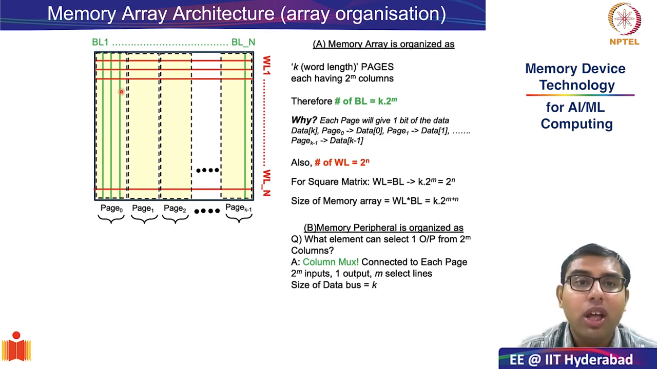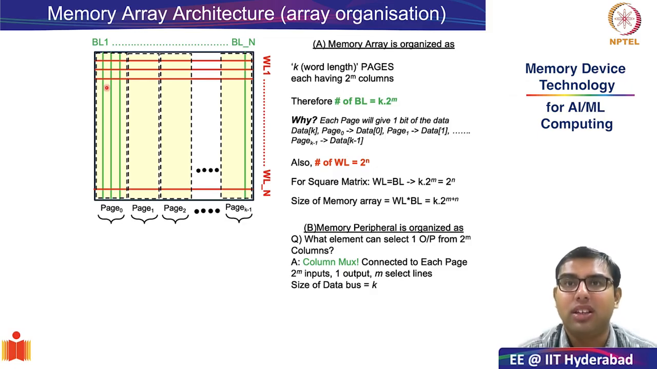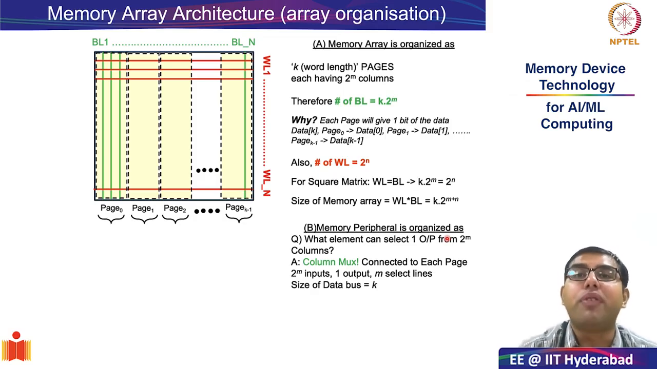Please try to recall that within each page there are 2 to the power of m lines. However, for one read or write cycle, only one of the 2 to the power of m lines are actually relevant. So which is the digital element which can select one output from 2 to the power of m columns? And as we know, this is the exact opposite of a decoder. It is called a multiplexer from our study in digital design systems.